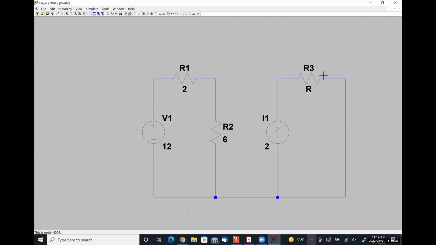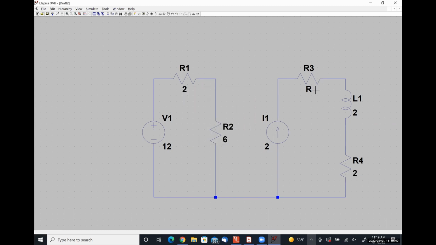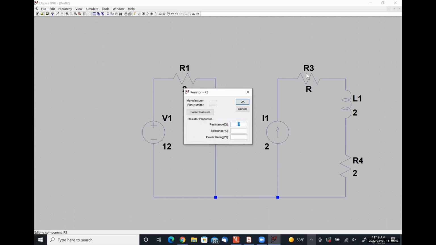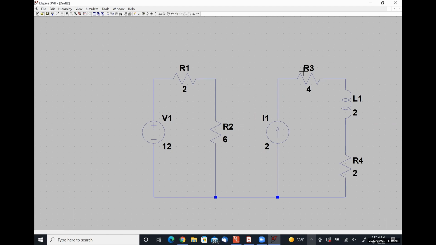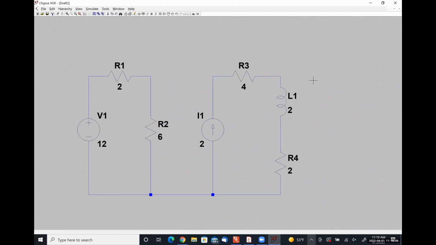I'm about to drop in my 2 Henry inductor and 2 ohm resistor. So my inductor is going to go up here. My resistor is going to go down here. This guy has a value of 2 ohms. This guy had a value of 4 ohms. And then lastly, on the right-hand side, I believe I just need my capacitor. Is that correct?